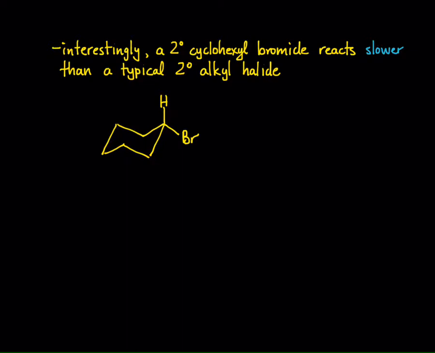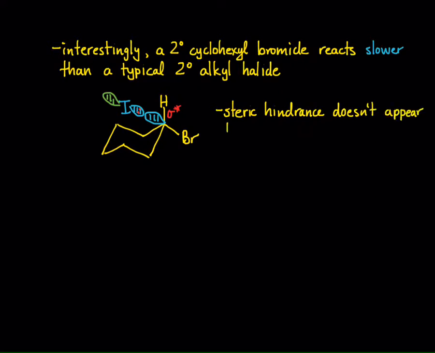bromide. The bromine is in the equatorial position because this is going to be the most favored conformation of this particular molecule. And if we think about the sigma star antibonding orbital that is going to interact with our nucleophile, let's say that nucleophile was iodide. So iodide approaches, and you see that there really is no steric effects that are apparent. So steric hindrance doesn't appear to be a factor.